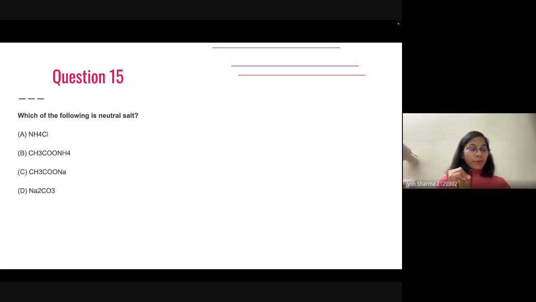Ayush gave me answer B, that is CH3COONH4. Don't you think, Ayush, that this is formed by acetic acid and ammonia, and this acetic acid is not that strong an acid? We need the combination in such a way that there should be strong acid and strong base, and only that gives you the neutral salt.